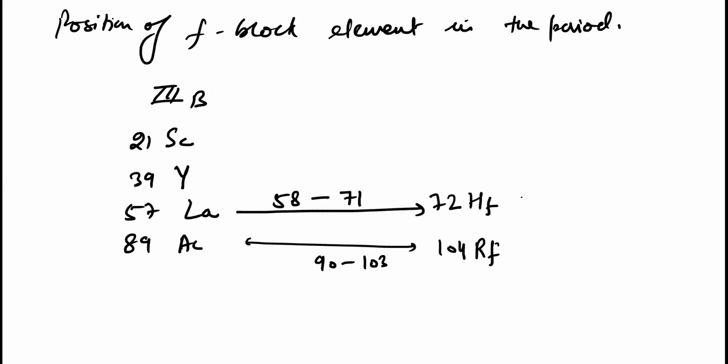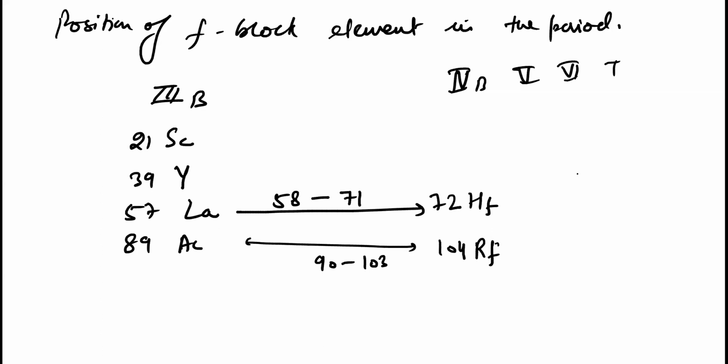So 72 lies in group 4B. We can say that these are all present in the same period. In the fourth period we're going to have 72. And then we have the fifth period, then the sixth period, then the seventh period. So are you getting my point that where they lie?